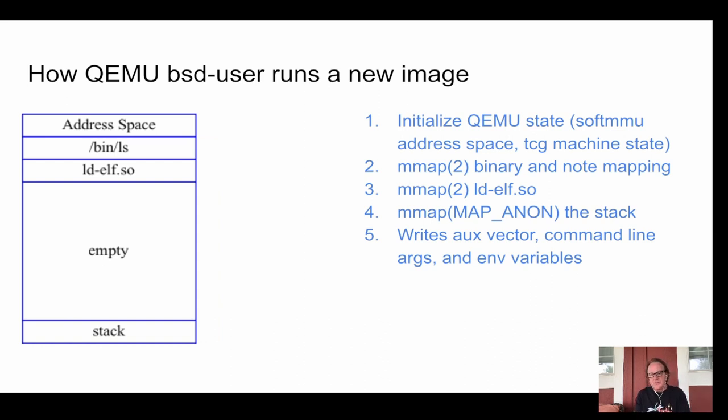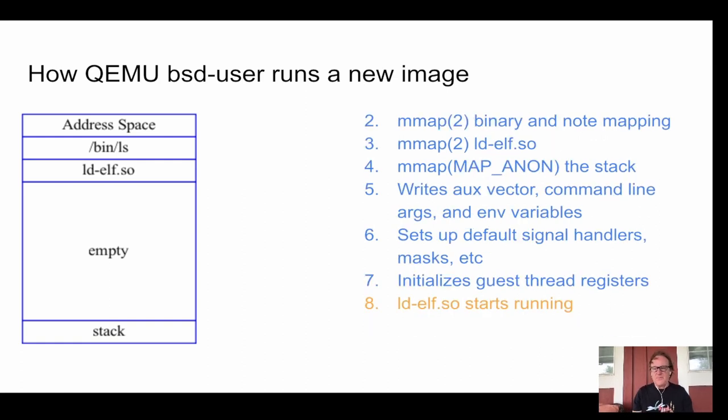It then does a map anon to create the stack and writes these auxiliary vectors that I talked about with the auxiliary information that's appropriate for the guest operating system that's running. And then it pulls all the arguments off the command line that it didn't understand and stuffs those onto the stack as well. It sets up, just like the kernel, a default set of signal handlers, masks, different state that the kernel keeps track of, and initializes its state for the guest threads. It's a little bit different than what the kernel does. And then it starts ld-elf.so running.